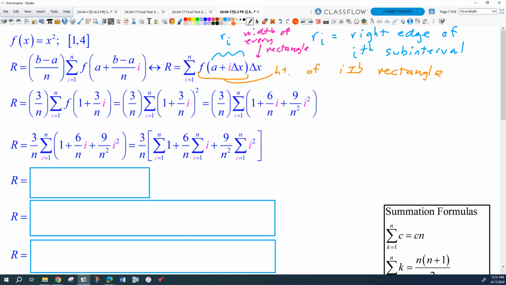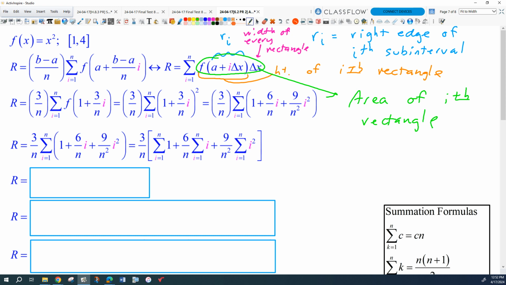So height times width gives us area, right? So this whole expression right here, that whole thing, is the area of the ith rectangle. Everybody see that? And what are we doing? We're adding up all of the areas of the ith rectangle as i goes from the first to the last rectangle. That's pretty cool. That's going to add everything up for us.